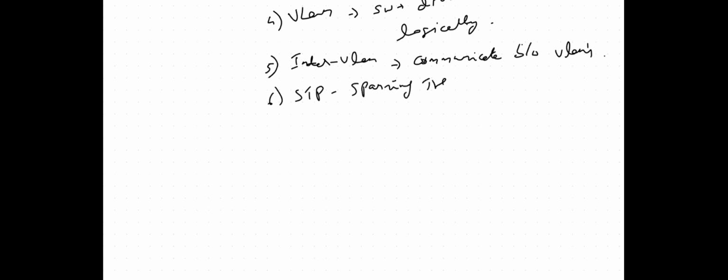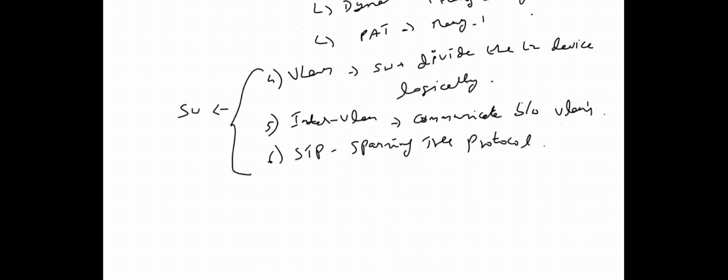Yeah, this is switching only. See, VLAN, inter-VLAN concepts and all are the switching part. NATing is routing. NATing comes with the routing part. VLAN and these things can be configured on switches only. NATing is configured on the routers. Okay, got it. We are seeing all this only.